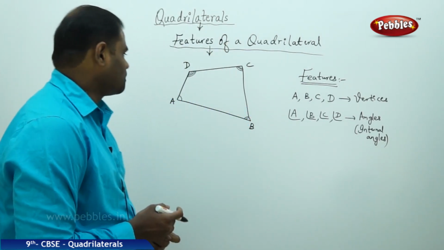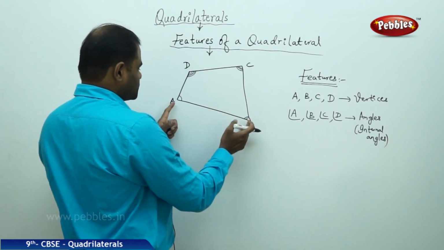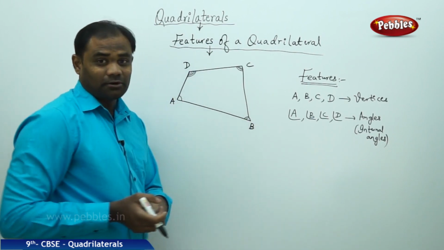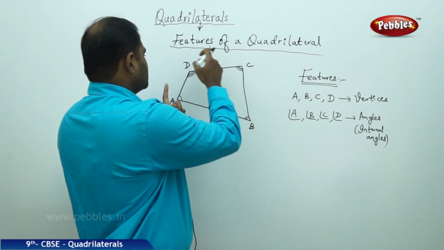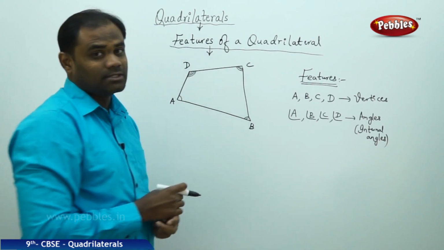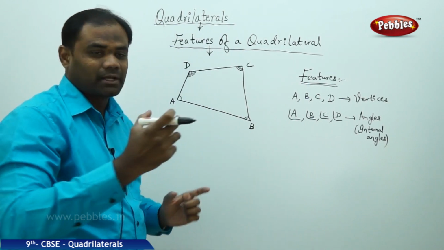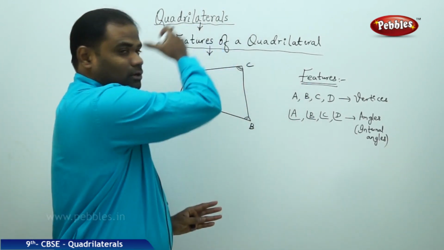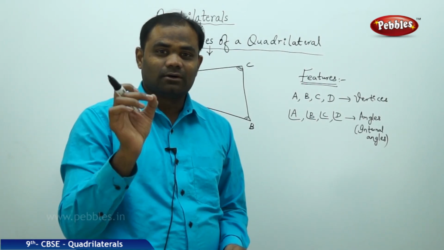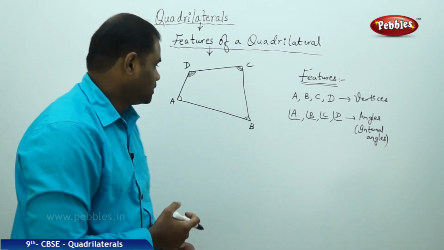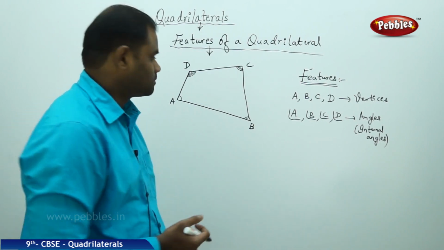The next thing is about the sides. The length of the first straight line is AB, the length of the second straight line is BC, the length of the third straight line is CD, and the length of the fourth straight line is DA. So there are 4 different lengths which are taken from the straight line and then they are joined to form a closed region called a quadrilateral. Therefore, lengths are also taken into account in the quadrilateral. So along with vertices and the angles, now come the lengths.